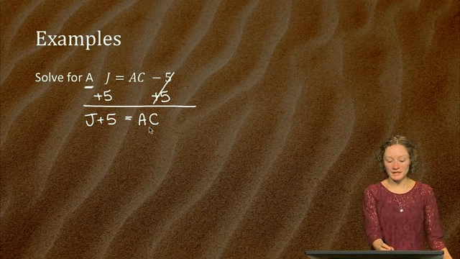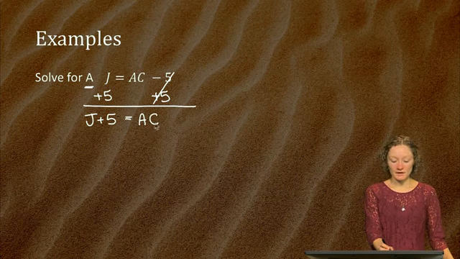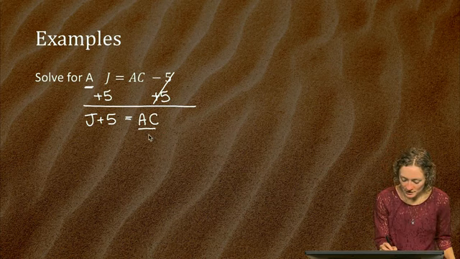And our goal is still to get a by itself. So the last thing we have is a being multiplied by c. We'll undo that with division. And there's a couple ways you could look at this.